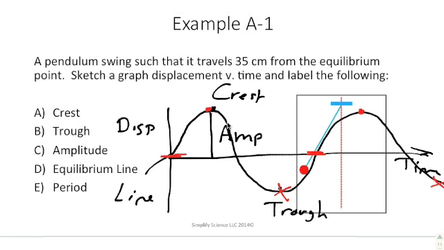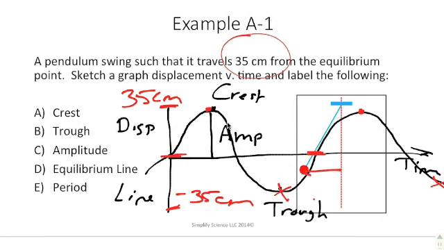Now, people say, but what about this 35 centimeters right here? That 35 centimeters would have become really important if we were labeling the graph. It should be at 35 centimeters. And this trough should be at negative 35 centimeters, because that's how far it goes from one side to the other. And you should know that a pendulum that swings 35 centimeters this way will swing 35 centimeters that way.